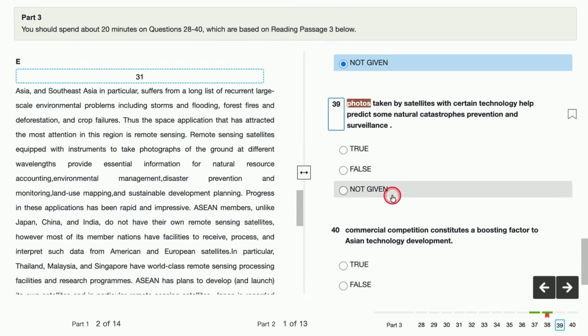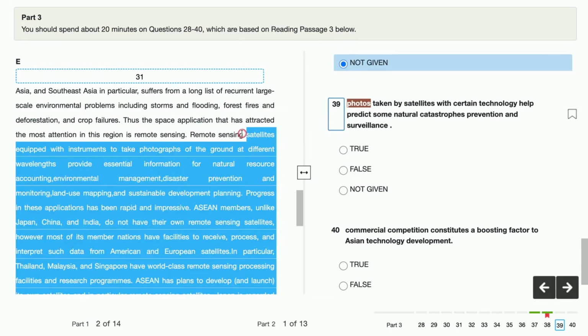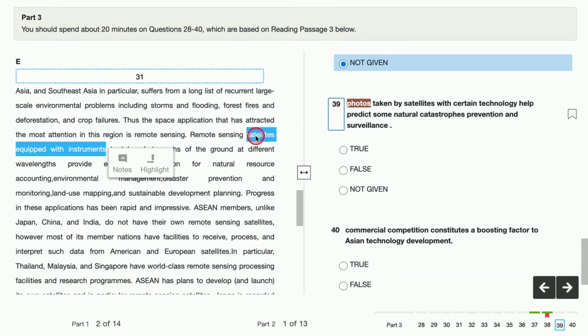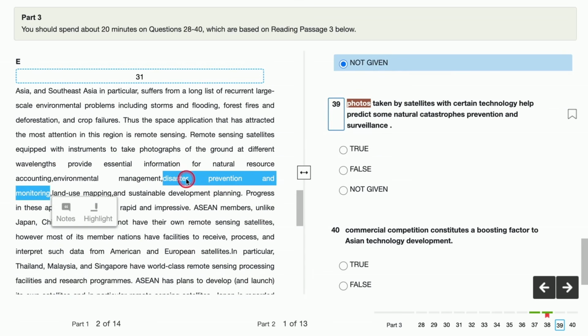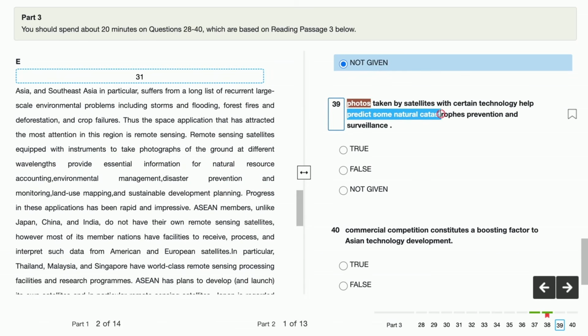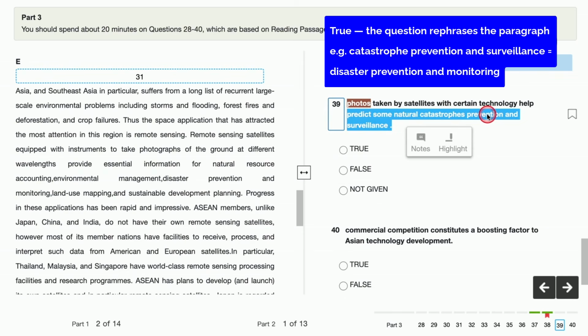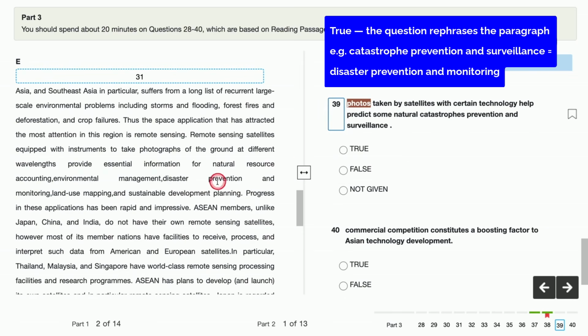Which one do you think is the answer? So here it says, satellites equipped with instrument. I think those satellites are satellites with certain technology. So satellites equipped with instrument to take photos of the ground provide essential information for disaster prevention and monitoring. This means exactly the same as predicts some natural catastrophe prevention and surveillance, right? Catastrophe prevention and surveillance is just a rephrase of disaster prevention and monitoring. So obviously the answer is true.